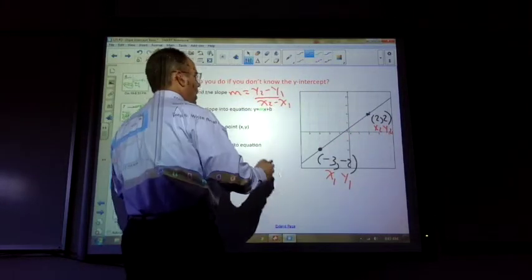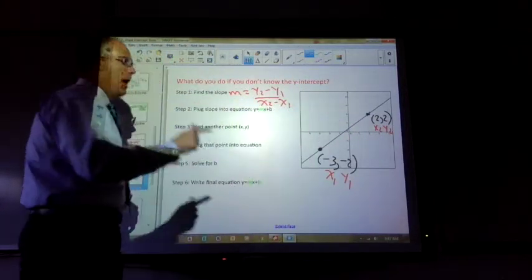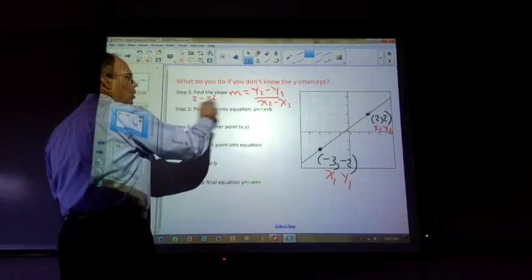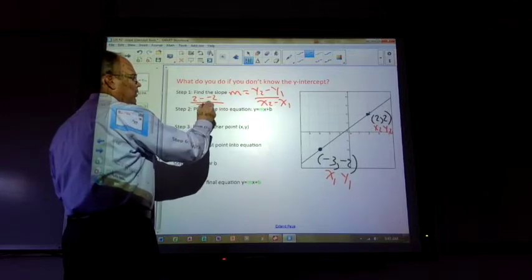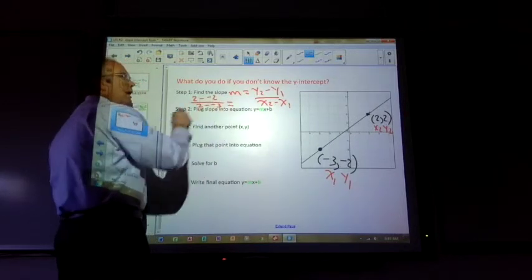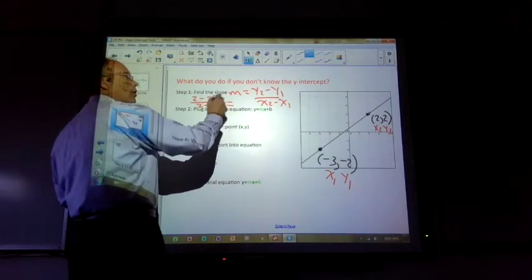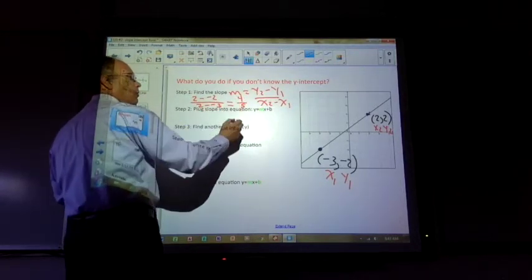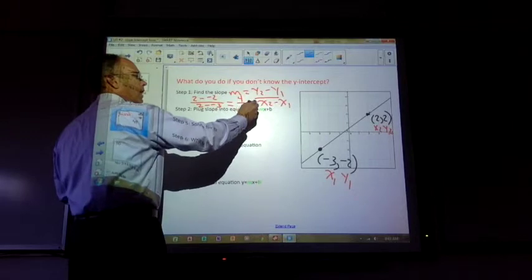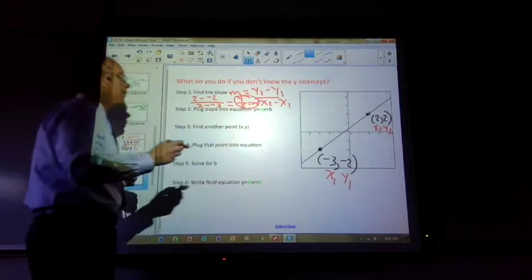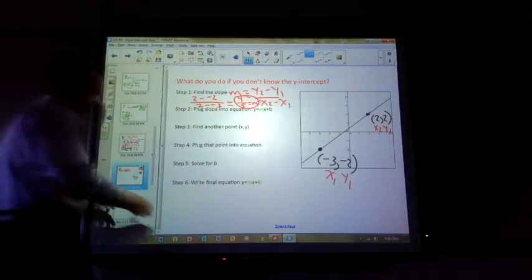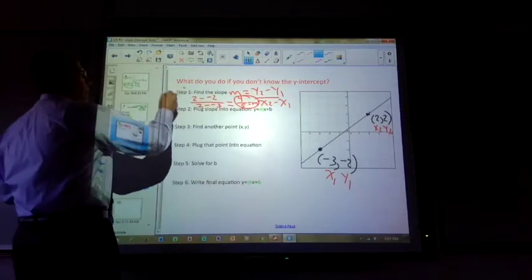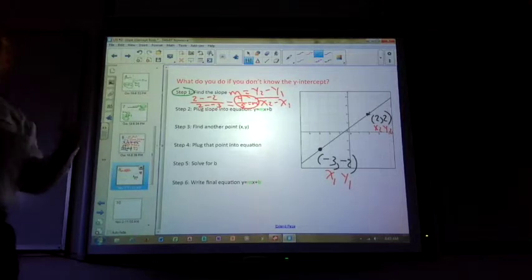Let's plug in what we know. I go 2 minus -2, 2 minus -2 over 2 minus -3. What's 2 minus -2? 4. What is 2 minus -3? 5. What's my slope? 4 over 5. Okay. Let's see what we're doing here. The first step, find the slope. We have the slope, 4 over 5.